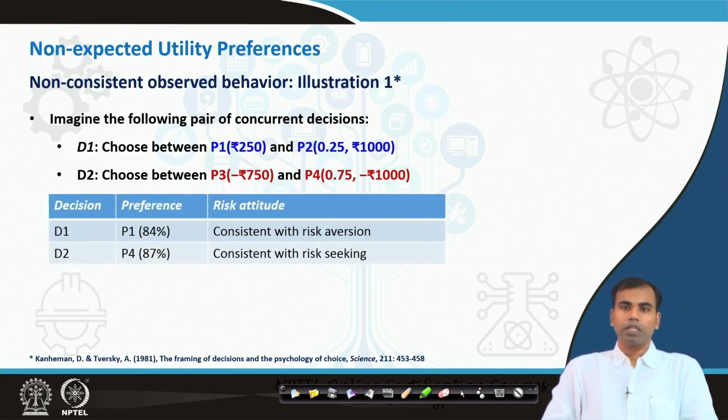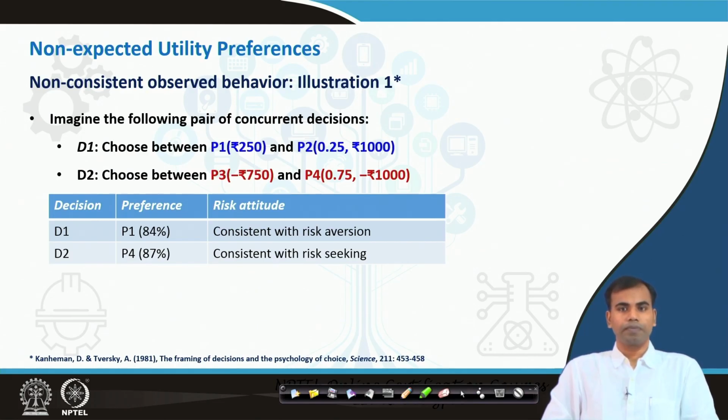The numbers in the experiment that they have realized are as follows. For decision 1, most of the people, in fact 84% of the people experimented on, went for prospect 1, which indicates their risk aversion attitude that we have already discussed earlier. In case of decision 2, 87% of the people preferred prospect 4, which contradicts risk aversion. Essentially it is risk seeking behavior.